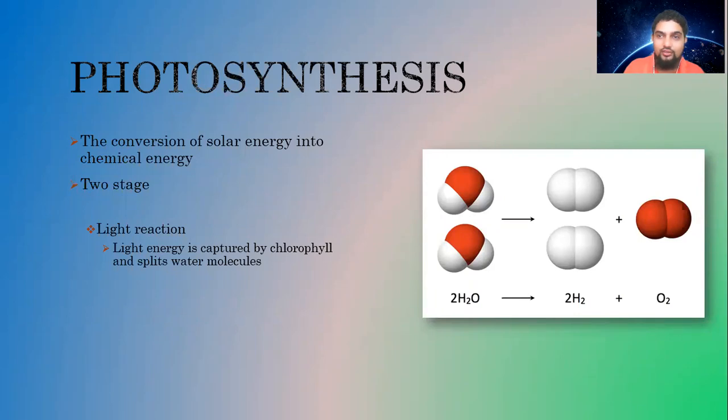And that is what is shown on the right-hand side there. Don't pay attention to the numbers. They might be confusing, but you have water molecules. You have two water molecules. It could be one water molecule. And when light energy hits that water molecule, it splits it into hydrogen, and then you see oxygen. What happens to that oxygen at this moment is that it will come out of the plant.